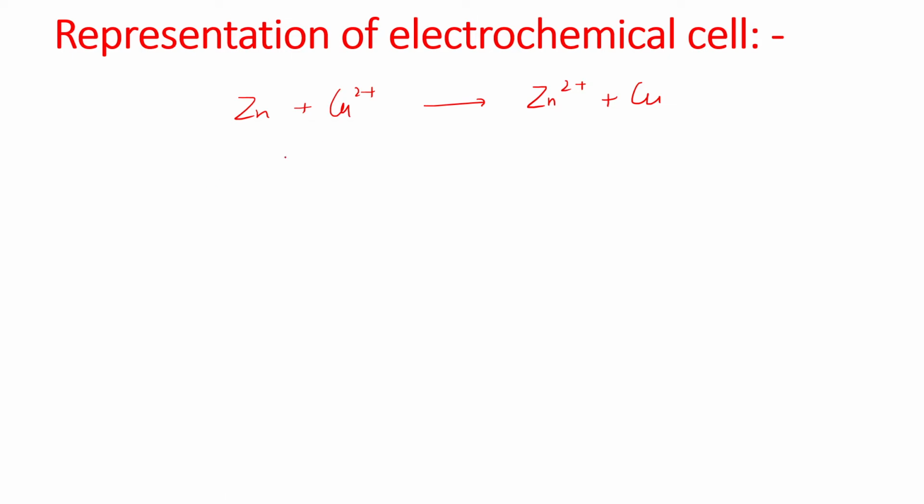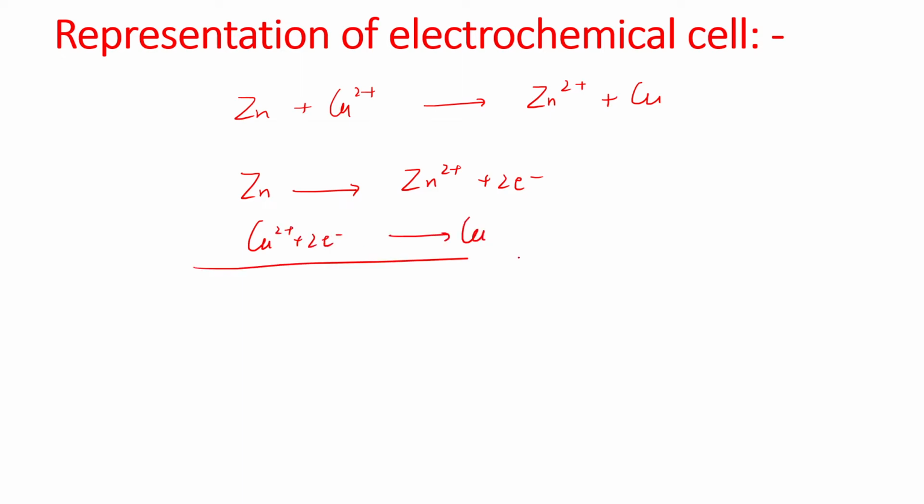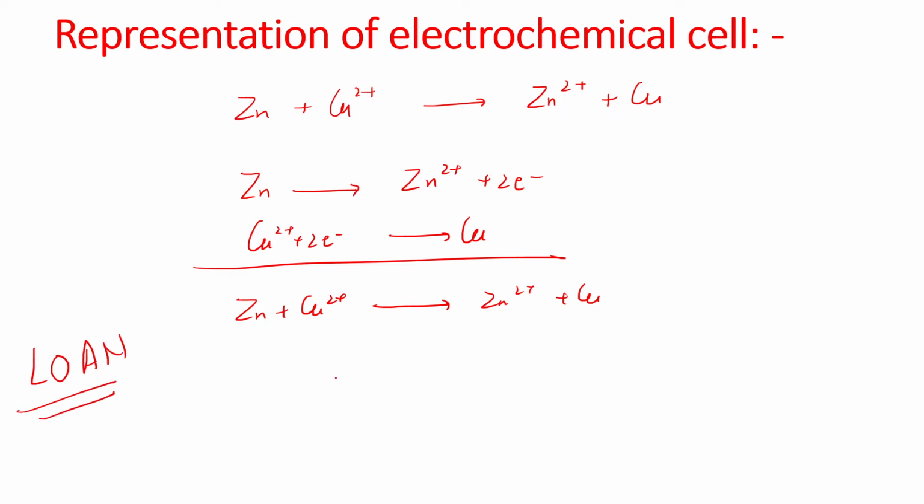So how are you supposed to write this chemical reaction? Here zinc is undergoing oxidation and the copper is undergoing reduction. Zinc plus copper 2 plus will give you zinc 2 plus and copper. So how will you write the notation for an electrochemical cell? The notation could be written like this: zinc will undergo oxidation to form zinc 2 plus.